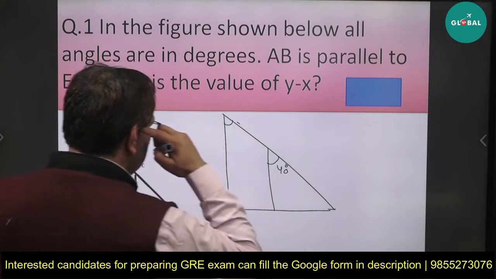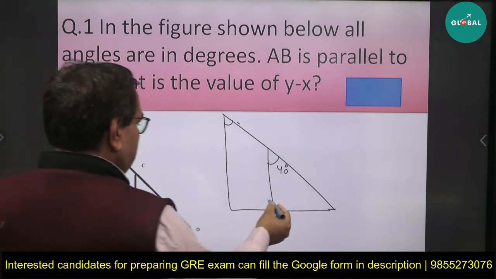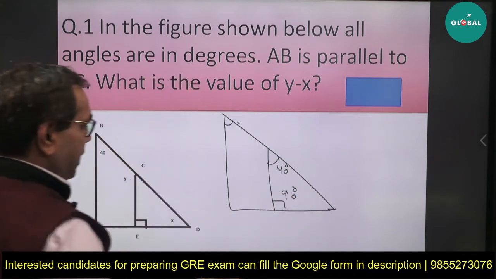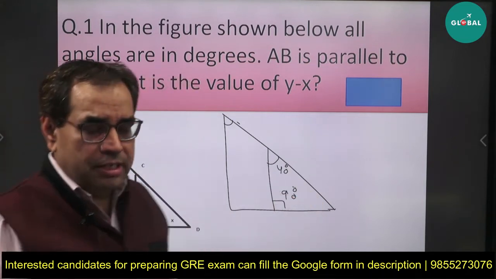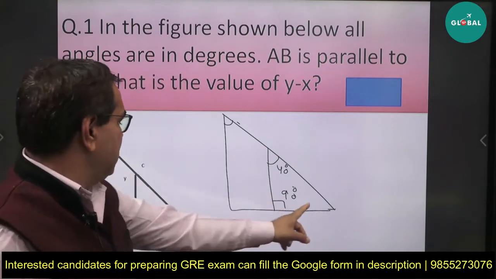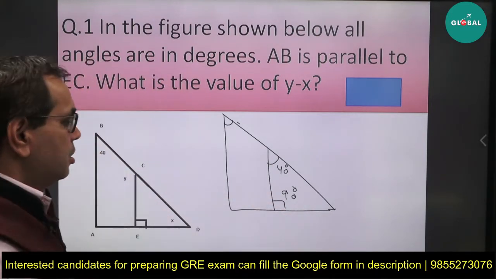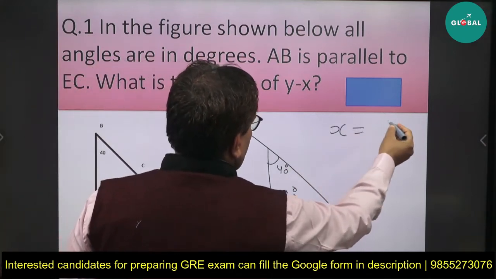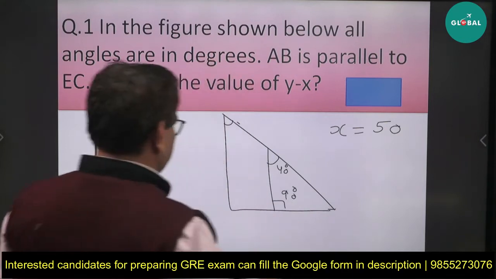Now if this is 40-degree and this is 90-degree, we know that in a triangle the sum of all its interior angles is equal to 180-degree. So 40 plus 90 plus this x is equal to 180. So obviously x is equal to 50. We will write x equal to 50-degree.